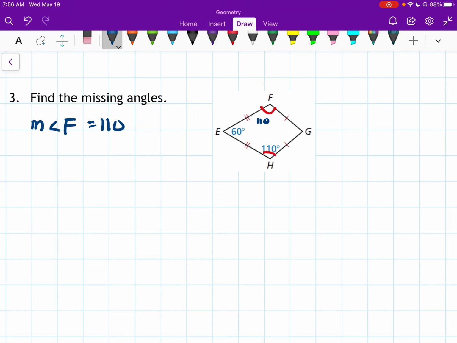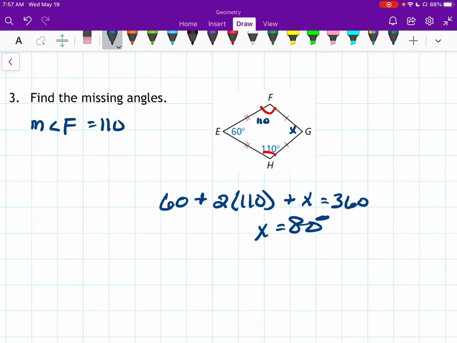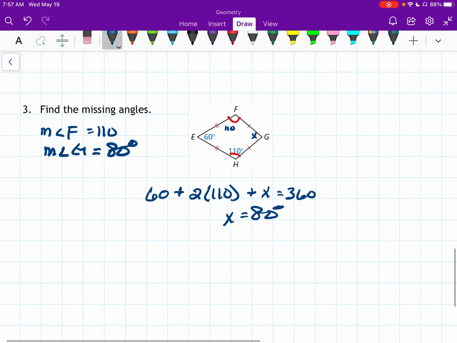Now I'm going to go back to the sum of the angles in a four-sided figure, which is 360. So I'm going to say 60 plus, and I'm going to write this as 2 times 110 plus, and I'm going to call G x, equals 360. Now whenever I type this into my calculator, I'm going to type in 360 minus 60 minus, I'm just going to multiply that in my head. I got 220. And so x is 80 degrees. Oops, and I shouldn't use a lowercase g there. I should use a capital. So that is that. All right.